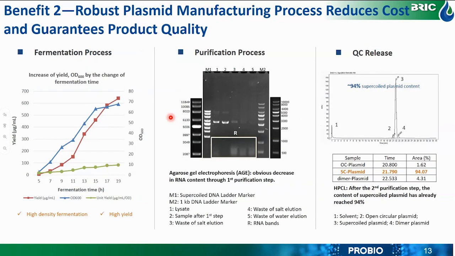This is a case study for our plasmid manufacturing. The left picture is a fermentation process. Just as I said, we are using the high-density fermentation process. This process is antibiotics-free and animal component-free. And in the downstream part, we are using the multi-step chromatography steps to purify the plasmid.